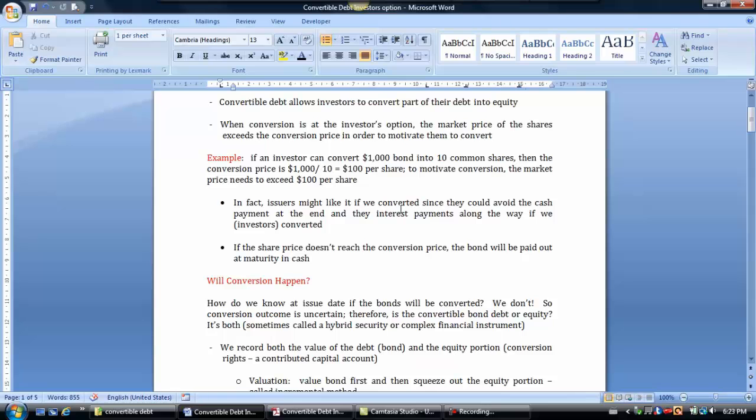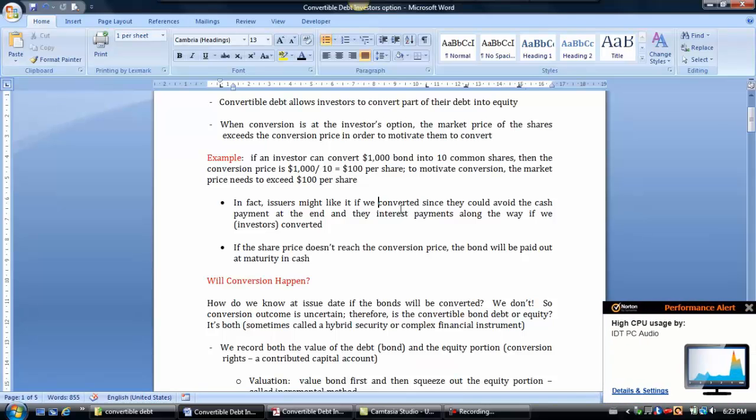So the issuer of the bond never knows whether or not the bond will ever convert, either in whole or in part, because if the share price doesn't reach the conversion price, then the bond in all likelihood is going to be paid out in cash at maturity. That's how you retire it, and again, along the way you'd be making your steady stream of interest payments.